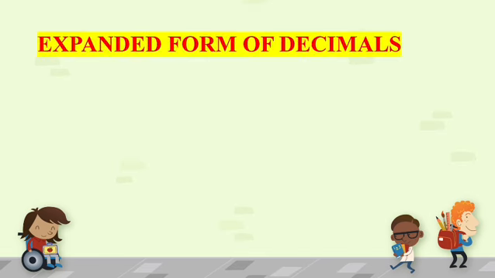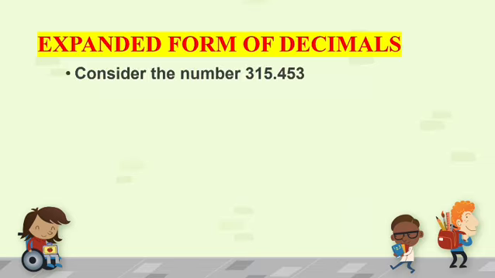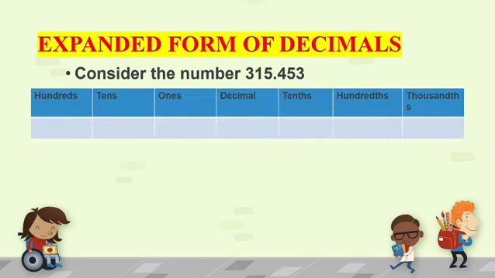Now let's learn expanded form of decimals. Now we have learned what expanded form is. Let's consider one example to understand how we write expanded form of decimals. For that, let's take help of the place value chart. This place value chart is showing you the places hundreds, tens, ones, then decimal, then comes your tenth, hundredth and thousandth. Let us place each of the digits in this number using the place value chart.